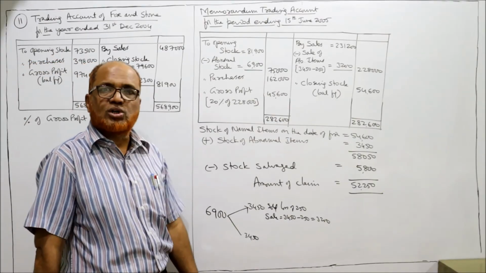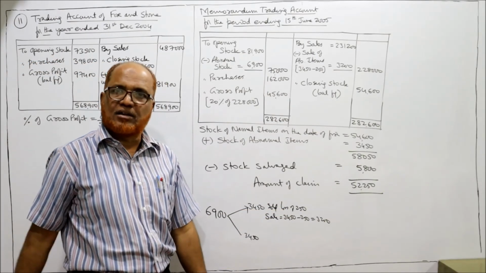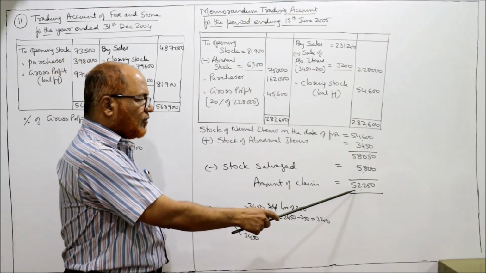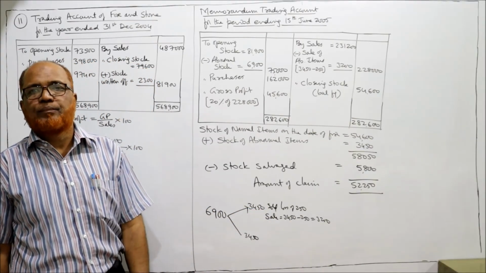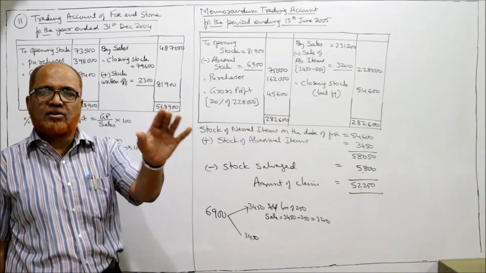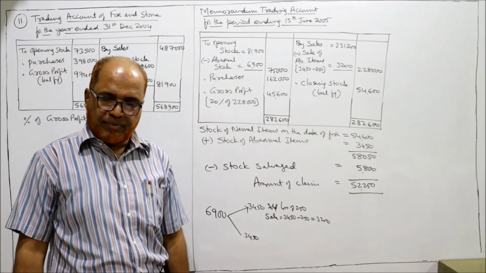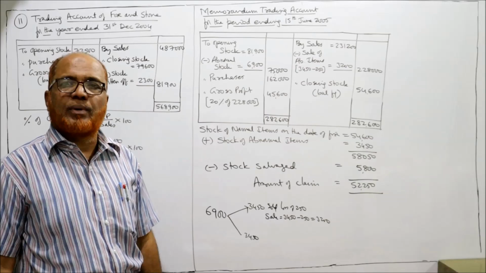From this we subtract stock salvaged, given in the problem 5,800. Deduct, we'll get amount of claim 52,250. This is the amount of claim to be made with the insurance company. That's all. This is the end of problem number 11.